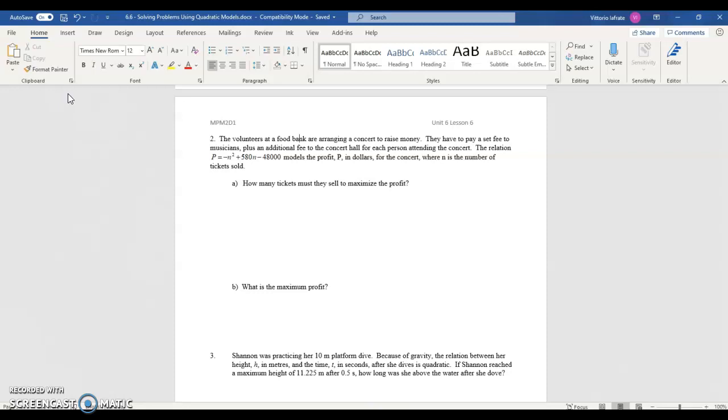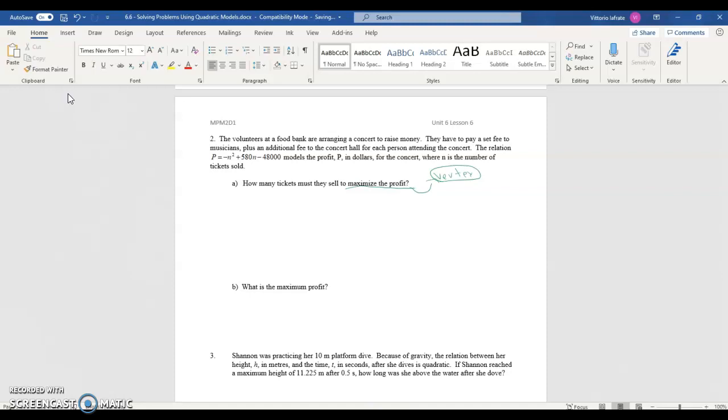So again, this is a situation where you have to find a maximum. In other words, by now you should know that that basically means your vertex. And specifically here, we are asking for the number of tickets they need to sell. So you're looking for the x value of your vertex. The y value would be your profit, and the x value would be your number of tickets sold.